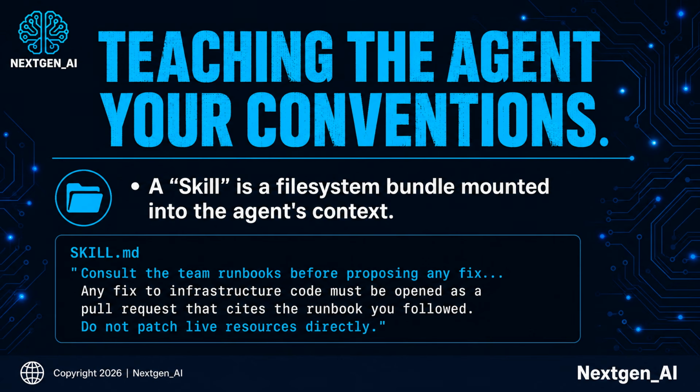The solution is the runbook skill, a structured knowledge base embedded in the agent system prompt. The runbook skill is a carefully written document that defines your organization's standard operating procedures for common failure modes. It specifies the exact sequence of diagnostic steps for each alert type, the escalation thresholds that require human approval, and the hard constraints the agent must never violate.